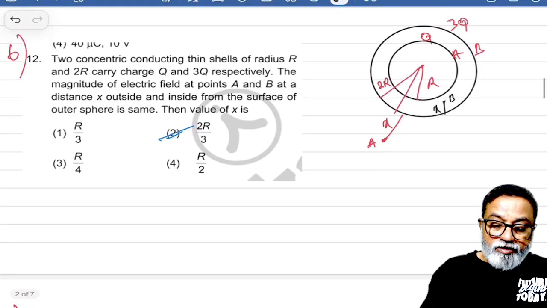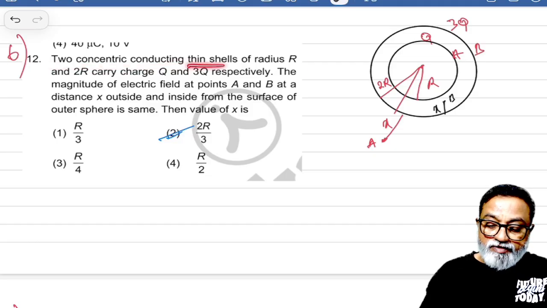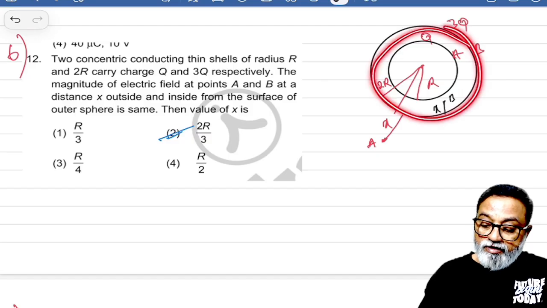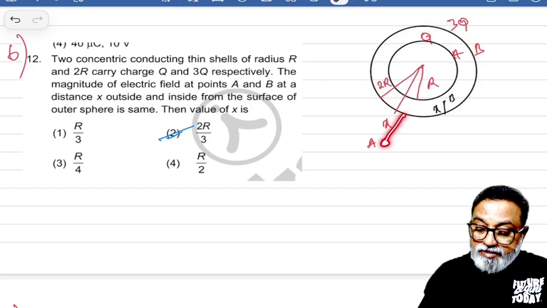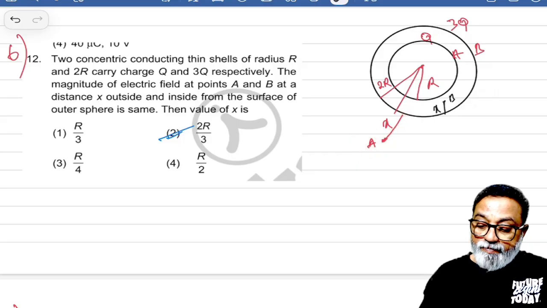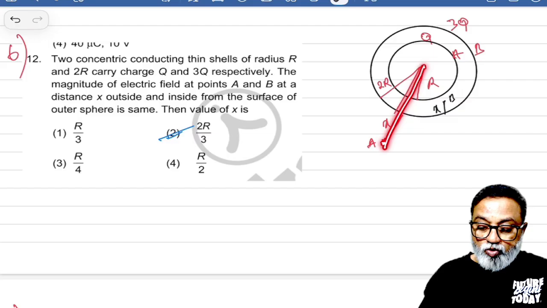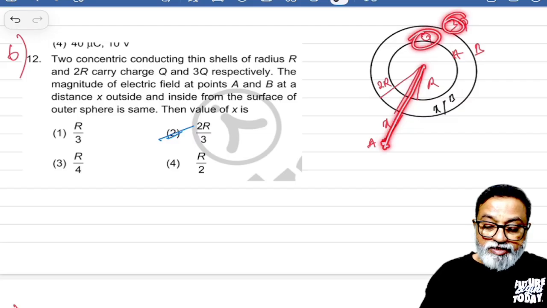See here, two concentric conducting thin spherical shells of radius r and 2r have charge q and 3q respectively. The magnitude of electric field at points A and B at a distance x outside and inside from the surface of the outer sphere. See, this is the outer sphere. From that outer sphere surface, x is the distance of point A. Another one is x as the distance inside, at point B. You have to find out A. Therefore, for this point A outside, from the center, the total distance is 2r plus x. Now, total charge is q plus 3q.